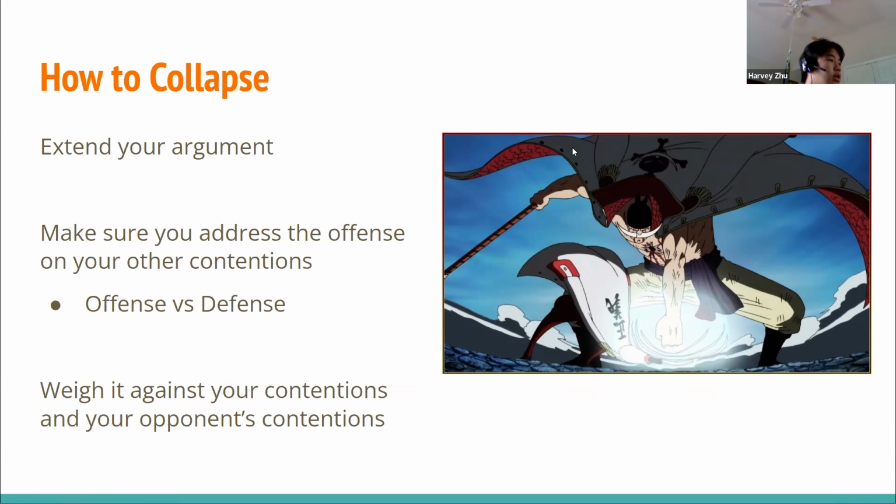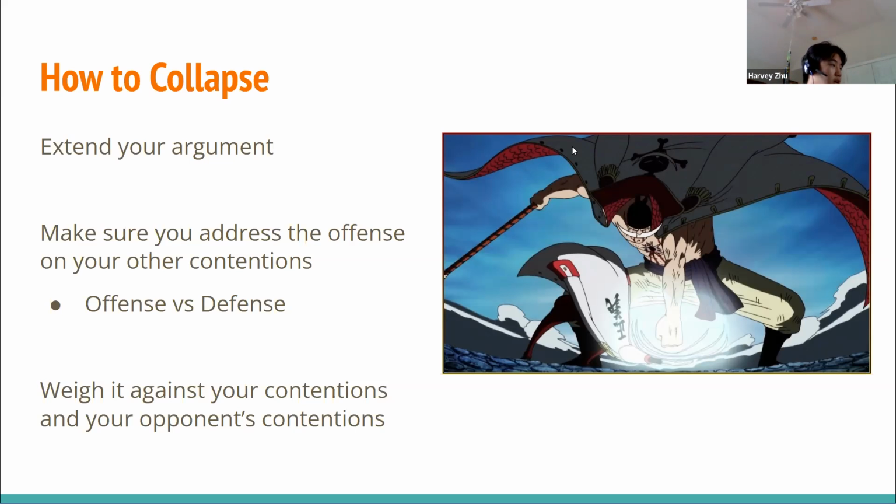So it is important that you address the offense on your other contentions, because if it's defense, it ultimately does not matter in this debate, right? So if it's defense, you just say that, sure, we'll concede defense on this cheap contention. It's not cheap, but that's not a reason why you should vote for my opponent on this argument, right? Rather, if they say something that is expensive, school protections being expensive, it's an independent reason why we should not do school protections. So you have to address it.